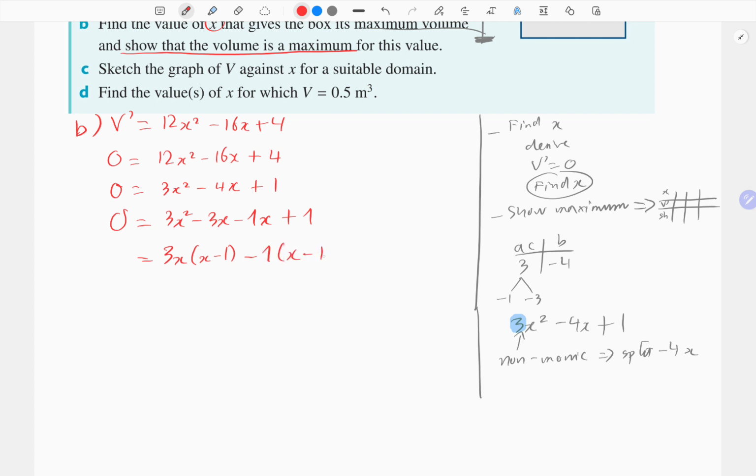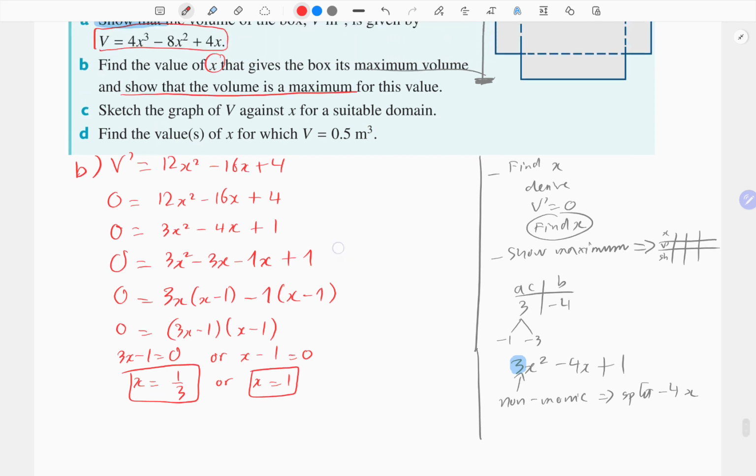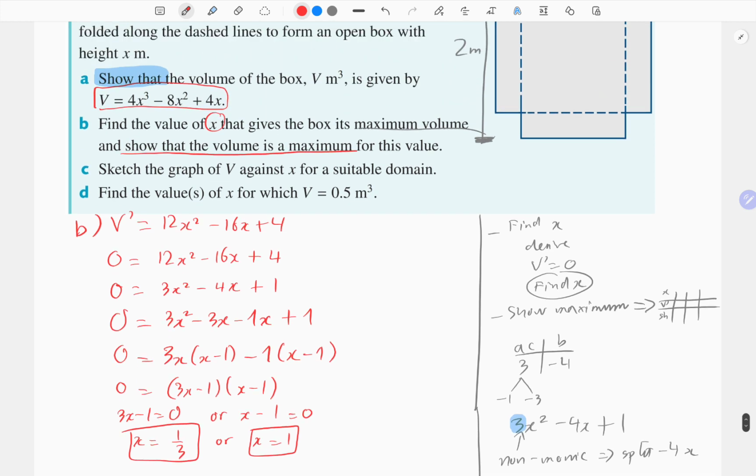And then minus 1, x minus 1. Now it's just working through the x. Okay, so we've got the two values for x, 1/3 or 1.